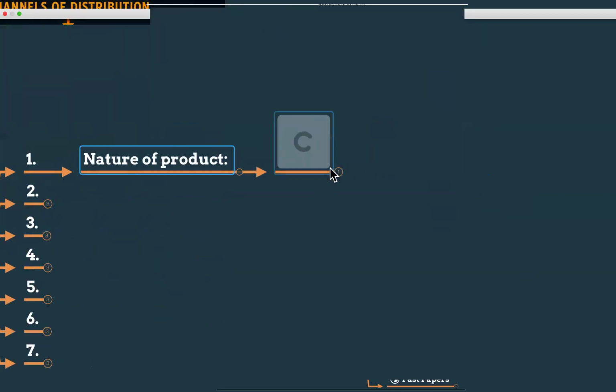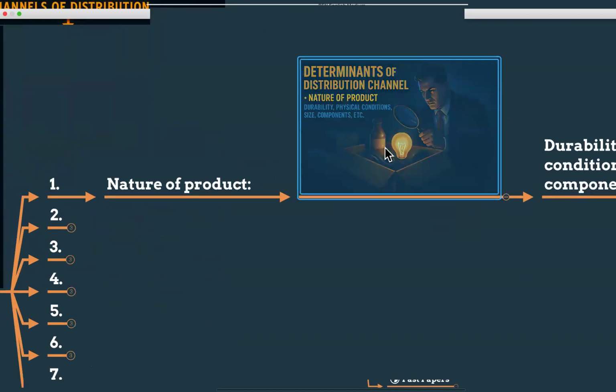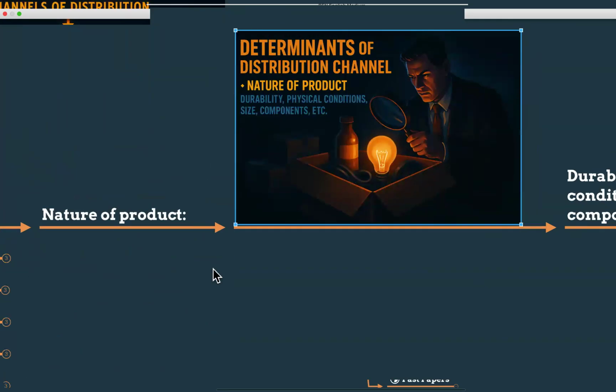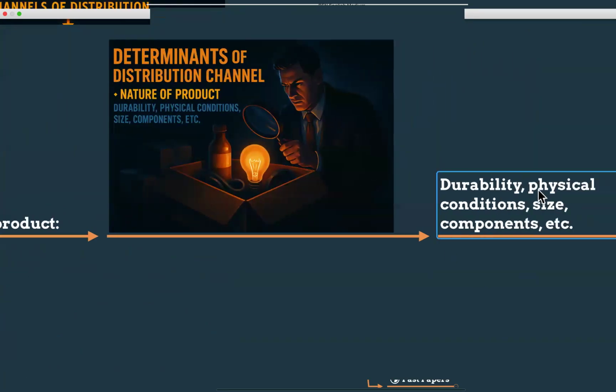The first and most important is the nature of the product. Nature of the product means sometimes your product is very durable, sometimes it is a very low shelf-life item, or it is about the physical condition of the product, the size, and the number of components. So it will decide whether you are going to have a single intermediary, multi intermediary, or direct distribution, right? Different products need different distribution methods.